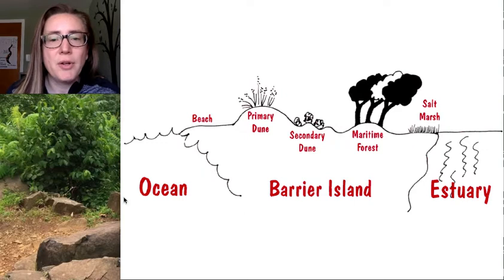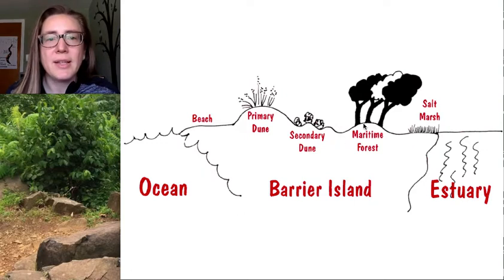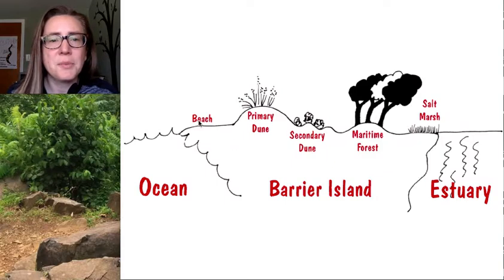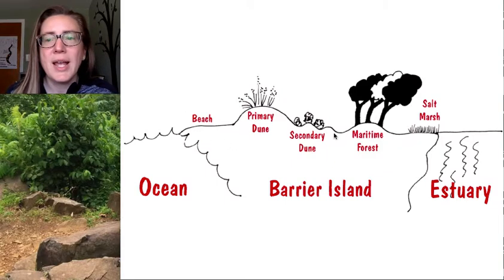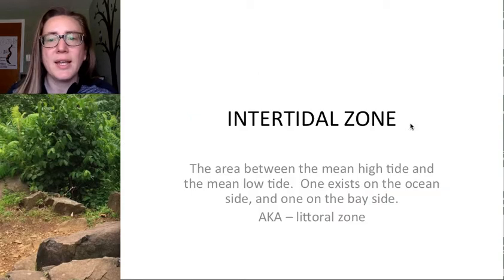So again, you have your ocean, you have the barrier island, and then you have your water source on the opposite side. So in this case, the estuary, but it could be a bay or a lagoon. We're going to focus then on the first part on this beach and the salt marsh area. So we're going to focus on the region that the water actually will come up on either side. And that is called the littoral zone.